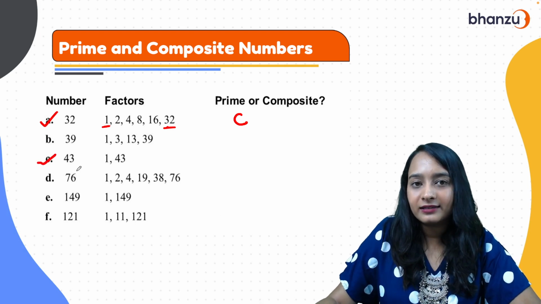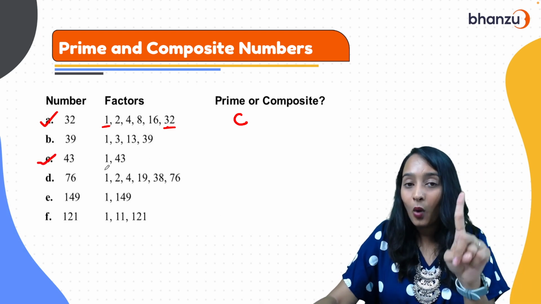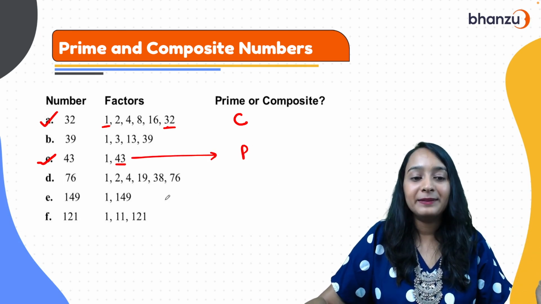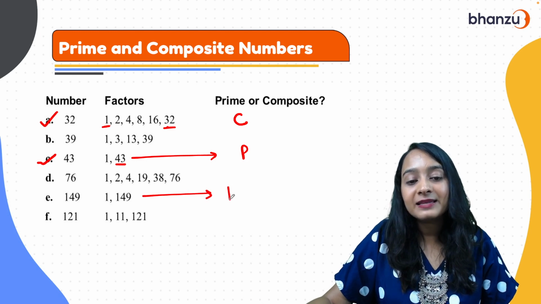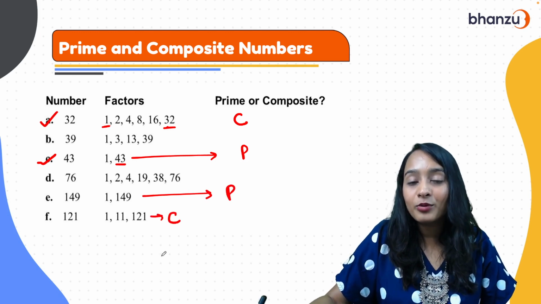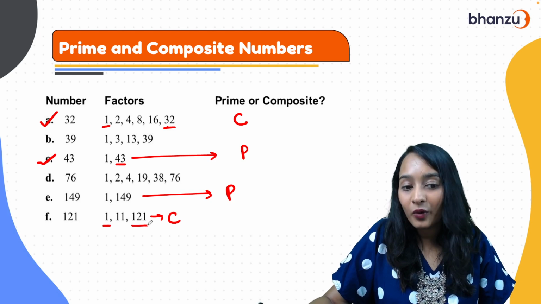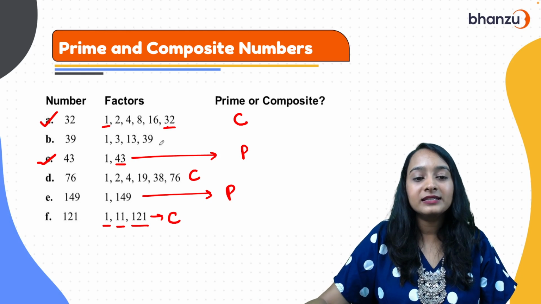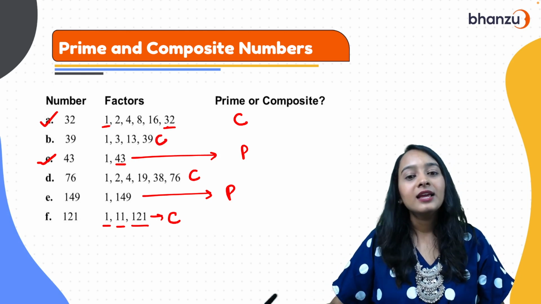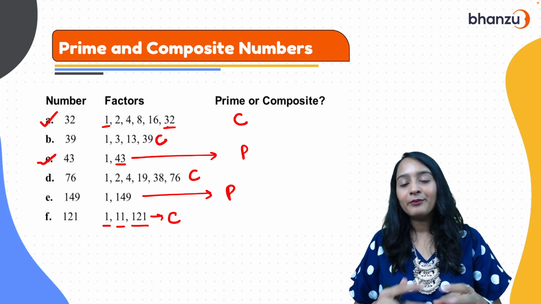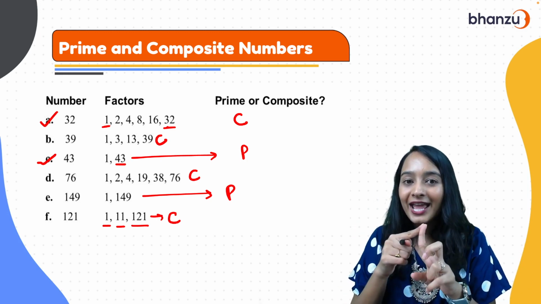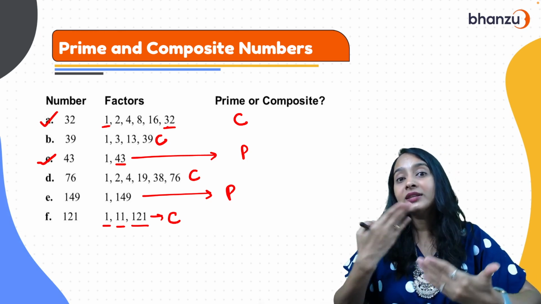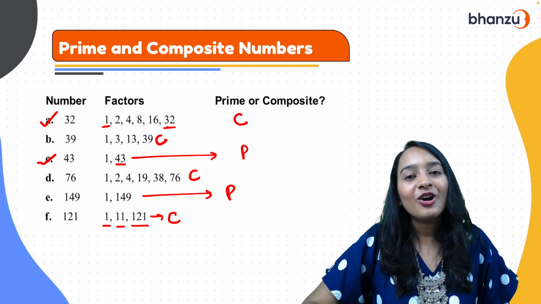Now look at 43. It has only 2 factors, 1 and the number itself, which is 43. So this one is a prime number. 149 is a prime number. Now this is a composite number. Why? Apart from 1 and 121, you also have 11 as a factor. So this is a composite number. So please remember, if a number has only 2 factors, 1 and the number itself, then it is called a prime number. And if it has more than 2 factors, it is a composite number.